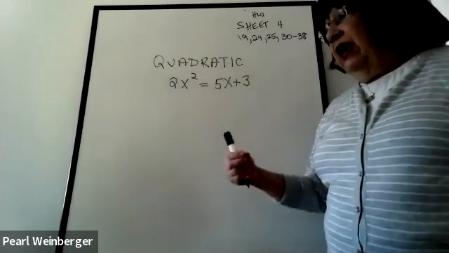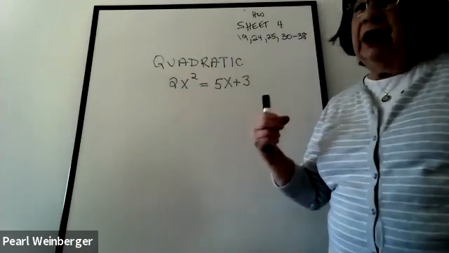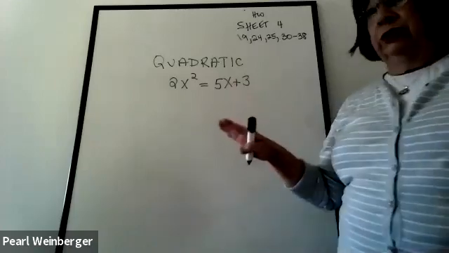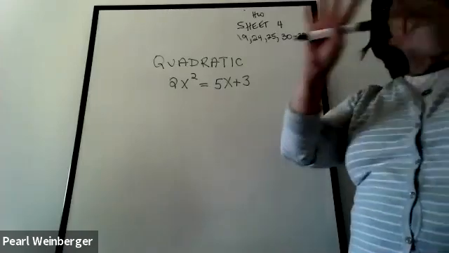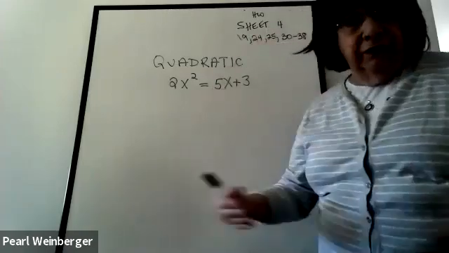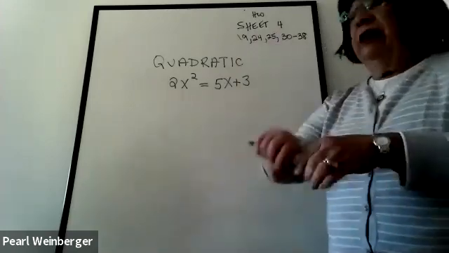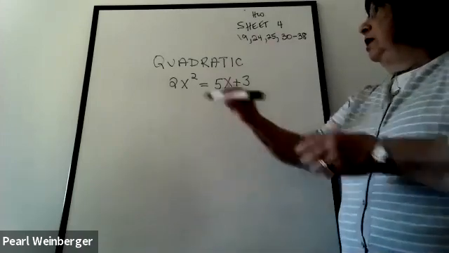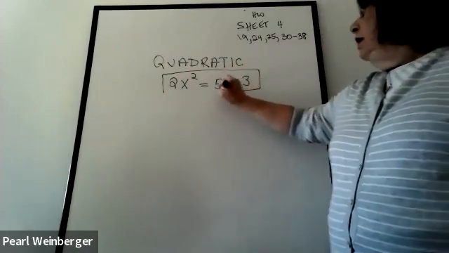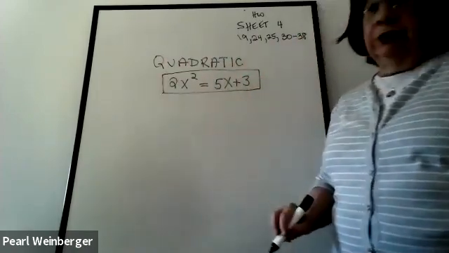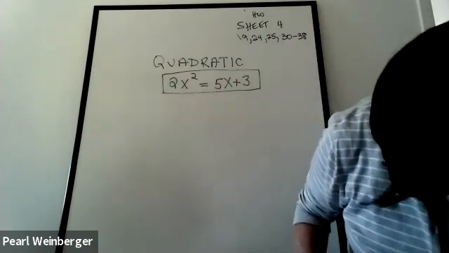And we solve quadratic equations in a totally different way than we solve linear equations. We know with linear equations we get all the x's to one side, all the numbers to the other side, and then we divide by the coefficient. How do we solve a quadratic equation? Well, I'm going to put this one on the side because it's a little bit harder. I'm going to start with an equation that's a little bit easier, and then from there we'll come back to this one.